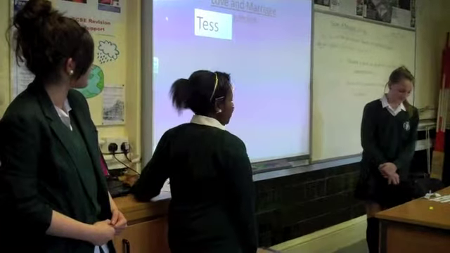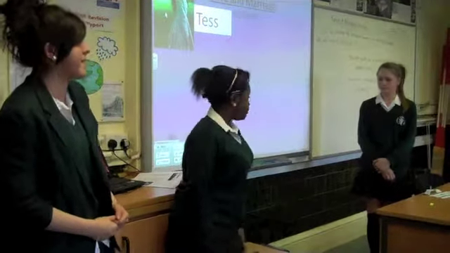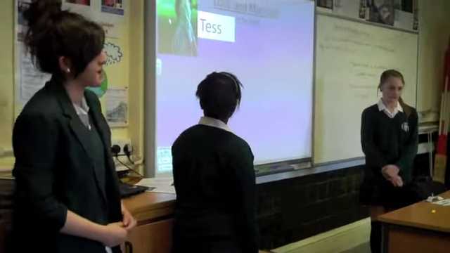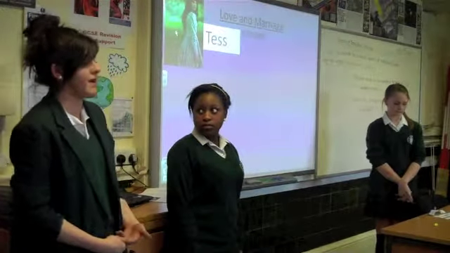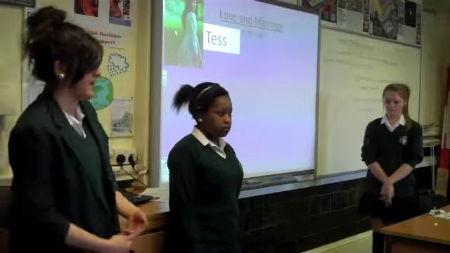Love and marriage in the book. Tess was the main character in the book Tess of the D'Urbervilles. She's expected to marry at a very young age. Imagine becoming a wife and a potential mother at the age of 16.